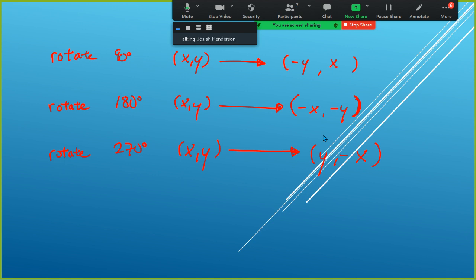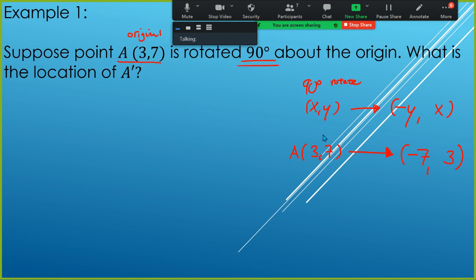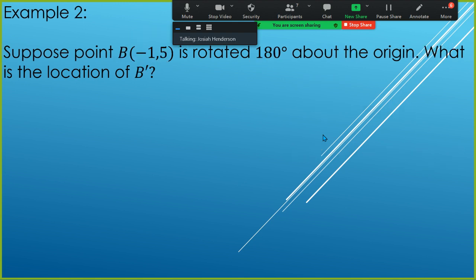So go ahead and add these to your notes if you haven't already. And I want to do at least one more example with you guys. And then I'll let you go for today. Suppose point B is rotated 180 about the origin. What's the location of B prime?